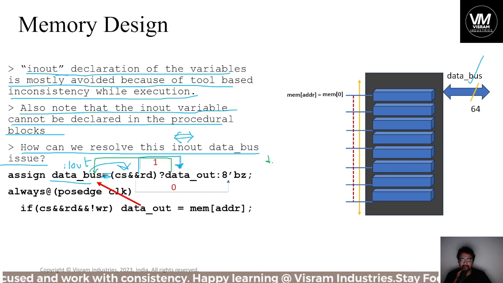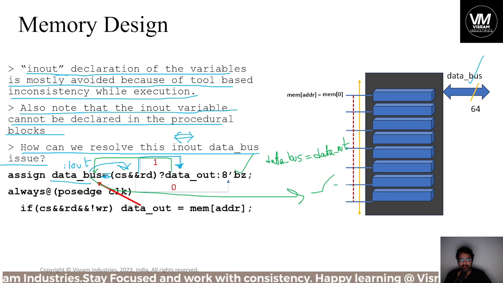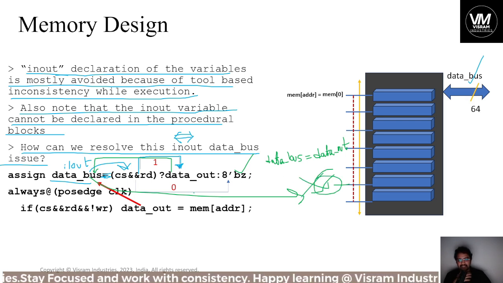So data bus is equal to data out. Okay, if not, it is open. Data bus is open, high impedance, no value, not considered.